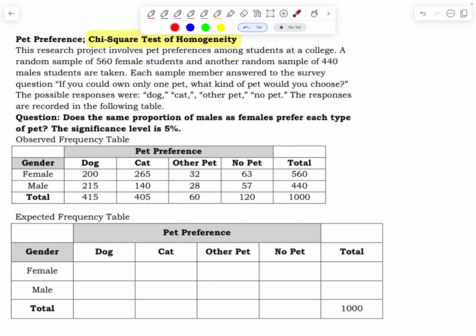So this problem statement is simply saying that there are 1,000 people, 560 female and 440 male, and you ask them their pet preference. And then the question is, does the same proportion, let me repeat this one more time, does the same proportion, just keep this word in mind, does the same proportion of females as males prefer each type of pet. The significance level is 5%, that means alpha is equal to 5%.